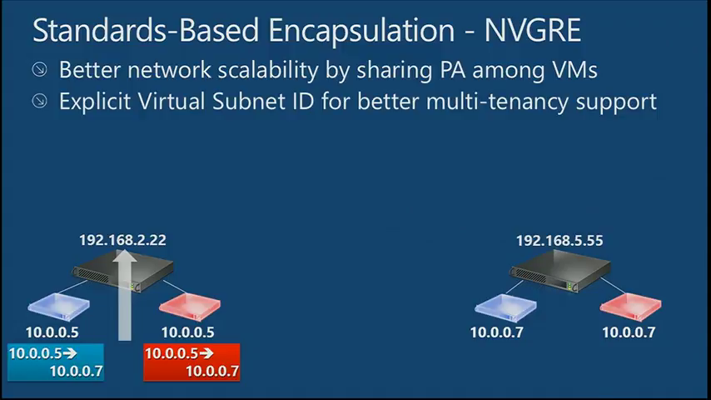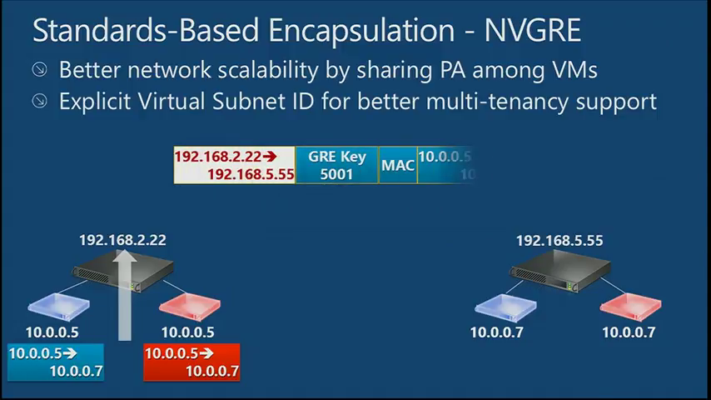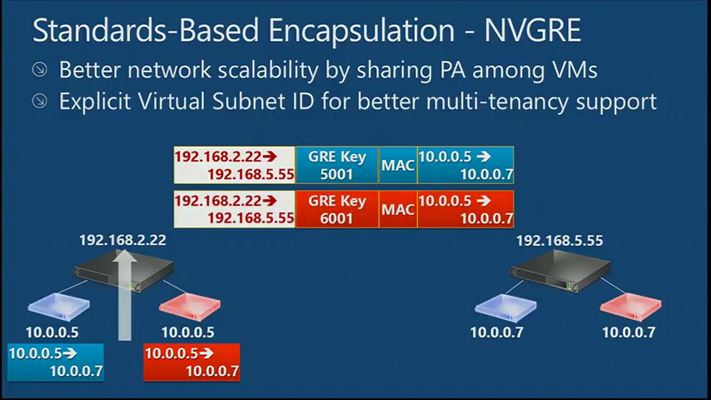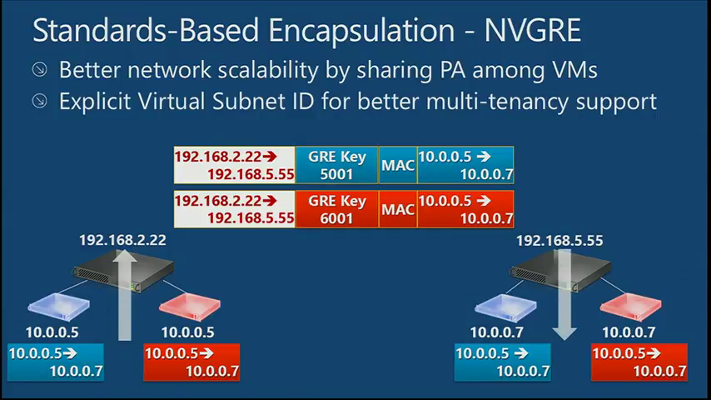And so what happens when we go to talk between these two machines is we encapsulate the traffic. So, 10.0.0.5 on blue is sending to 10.0.0.7 on blue. We encapsulate that traffic with the MAC address and the virtual subnet ID. And the actual traffic that goes on the wire is a bit of traffic that goes from 192.168.2.22 to 192.168.5.55. The only difference is that GRE key, or the virtual subnet ID, so that's unique for each virtual subnet. And then when it gets to the other side, it gets unwrapped.